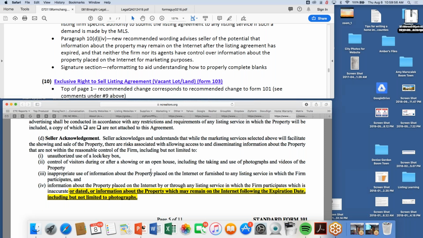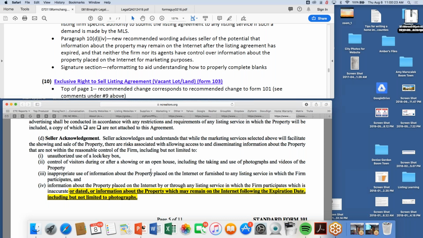I love that, reasonable control of the firm. Unauthorized use of the lockbox and key. It's pretty safe, but someone could bash it and open it to some degree. Control of visitors during or after a showing or an open house, including the taking and use of photographs and videos of the property. Inappropriate use of information about the property placed on the internet or furnished to any listing service in which the firm participates.